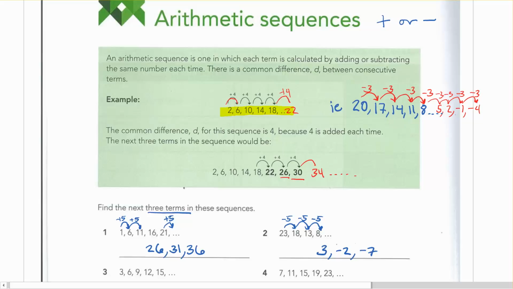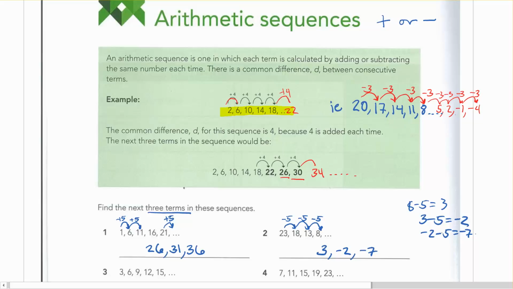Now if the negatives are confusing you and you're not able to do this in your head, just go into your calculator and go 8 minus 5 equals, get your number, and then go 3 minus 5 equals, and get your number, and then negative 2 minus 5 and get your number. So your calculators are there for you to use.